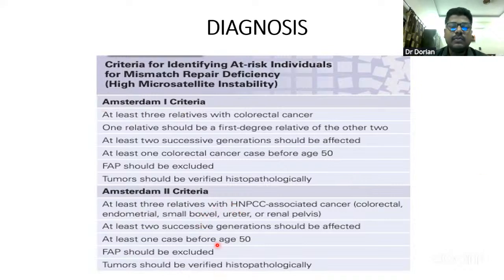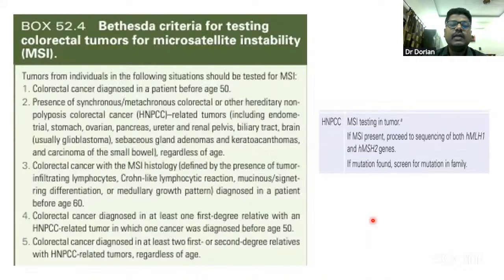And again, the same 3-2-1. 3 relatives, 2 generations, 1 should be before 50, FAP should be excluded, and tumor should be verified histopathologically. Okay. This is Amsterdam 2 criteria. And this Bethesda criteria is for suspicion of any patient with colorectal cancer. You should suspect him to be having this microsatellite instability high.